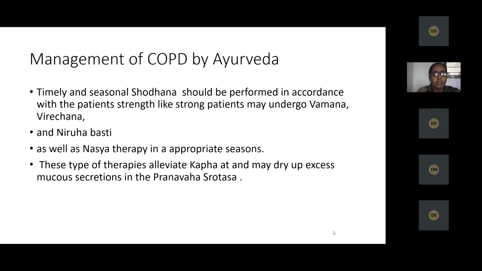How can you manage COPD by Ayurveda? Mainly we can give timely and seasonal shodhana. By seeing the patient's prakriti and bala, we can give vamana and virechana by season, and basti. Niruha basti we can give. Nasya also by appropriate seasons. We can give nasya also. These types of therapies eliminate kapha and may dry up the excess mucus secretion in the pranavaha srotas.